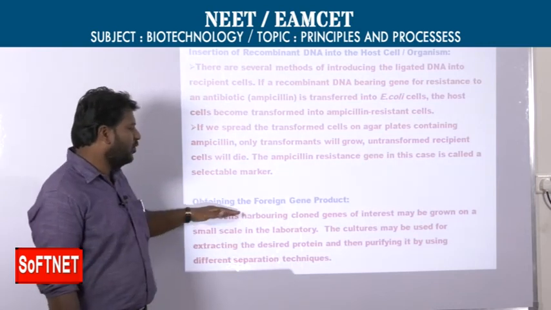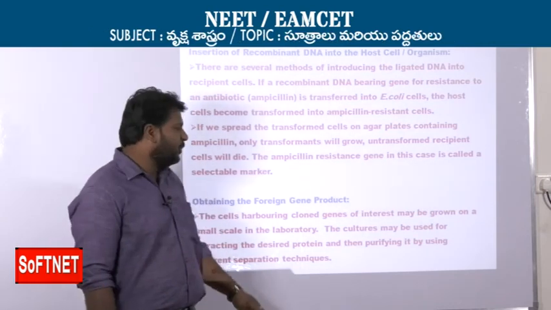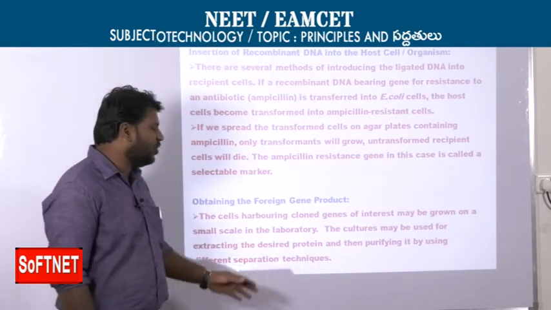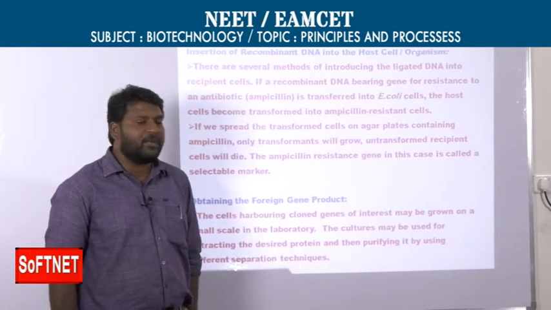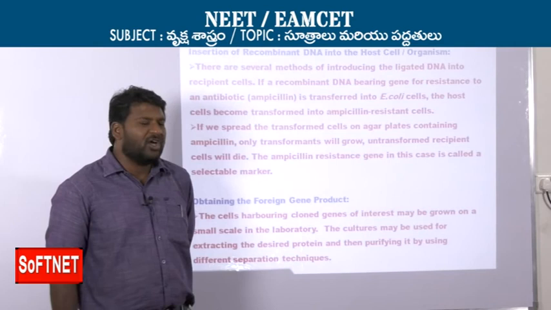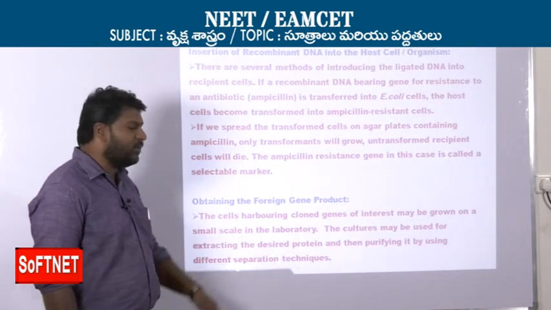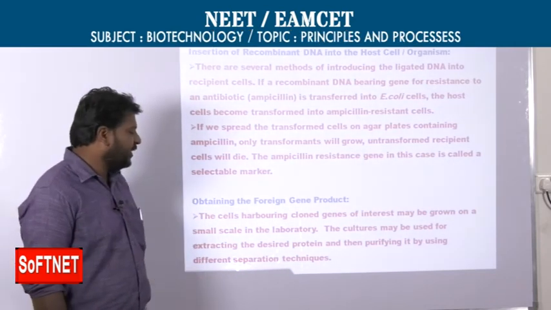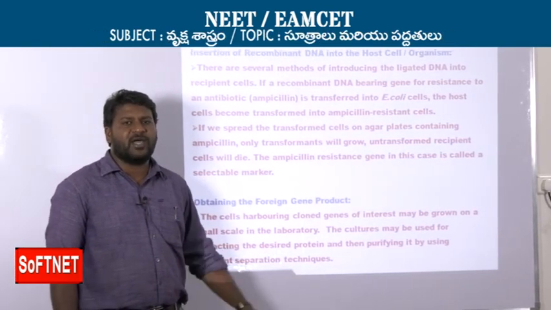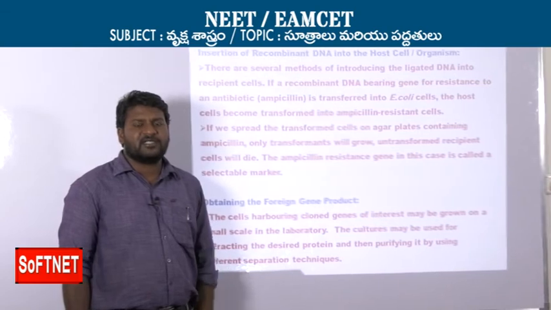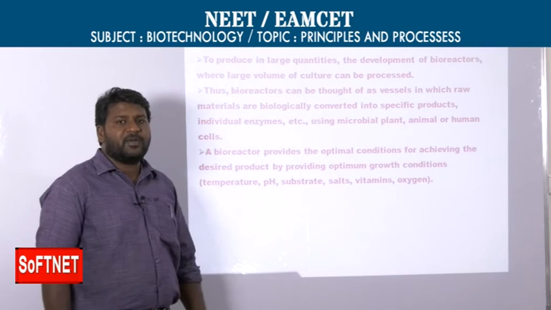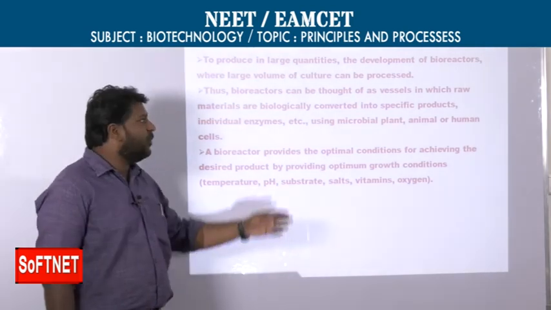Now, how do we obtain our foreign gene product? The cells harboring cloned genes of interest may be grown on a small scale in the laboratory, and the cultures may be used for extracting the desired proteins and then purifying them by various separating techniques. Now, we will see what are those techniques by which our cultures can be taken out. The first method is by using bioreactors.